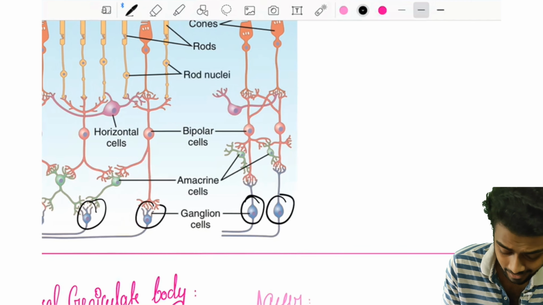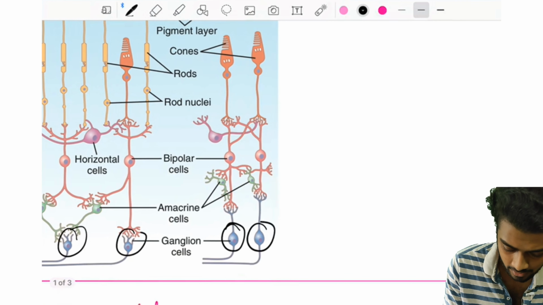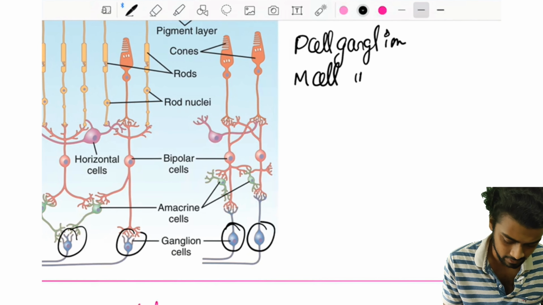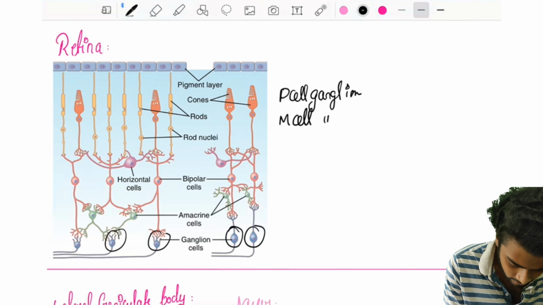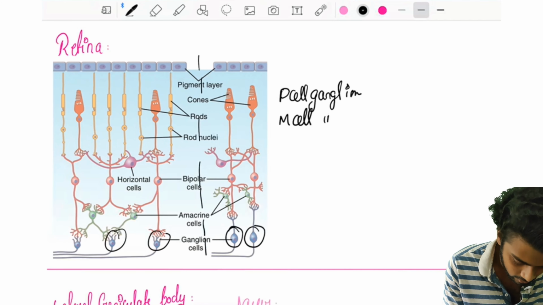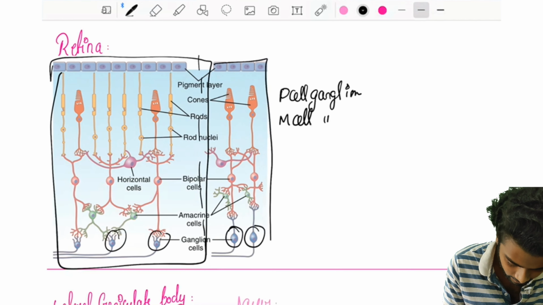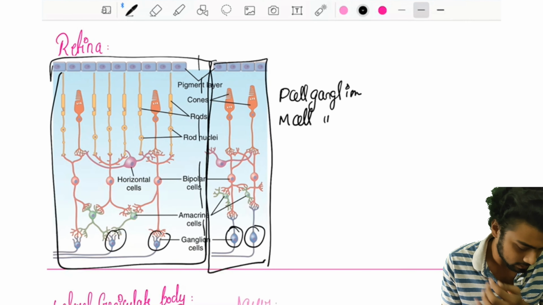Okay, the ganglionic cells are actually two types, guys. A smaller one is called a P cell ganglion. A larger one is called M cell ganglion. Okay, guys, and see, this is peripheral retina and this is central retina.